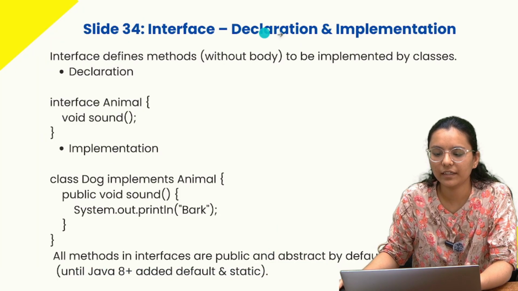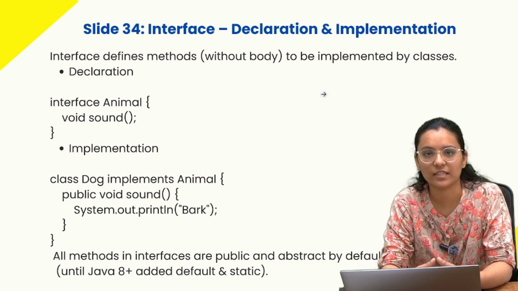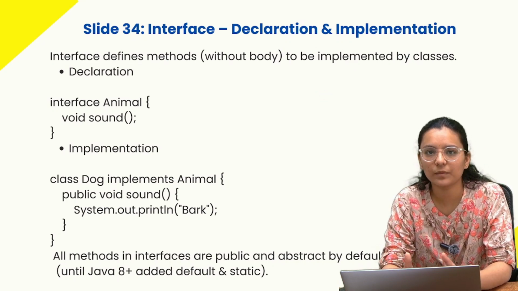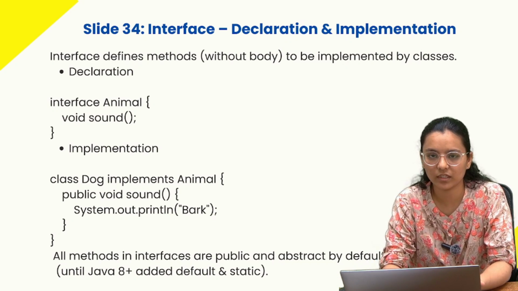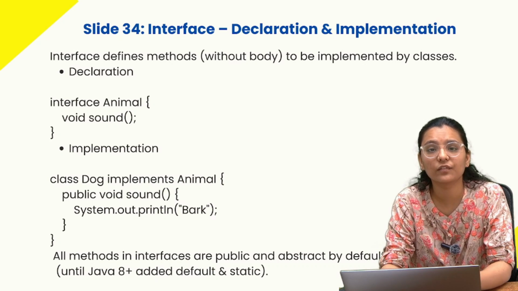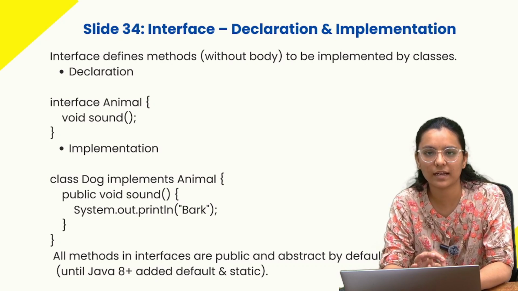Then interfaces, having declaration and implementation. First of all, what is an interface? An interface is similar to a class, or we can say it is a blueprint of a class. An interface provides the communication between users and developers. Interfaces have three types: normal interface, functional interface, and marker interface.